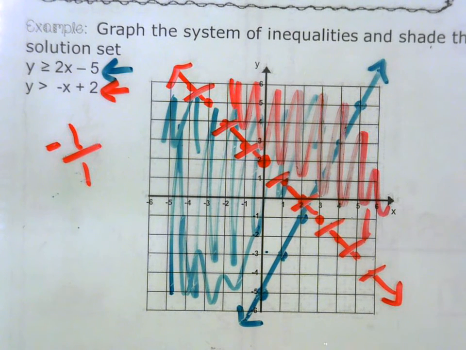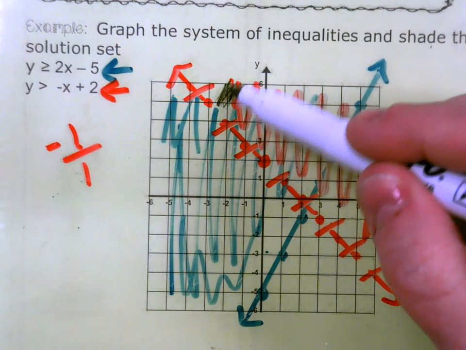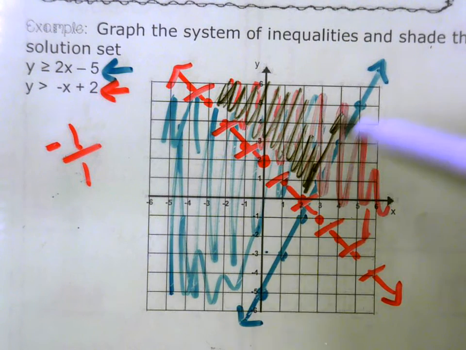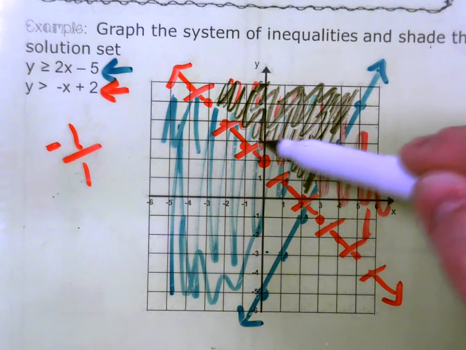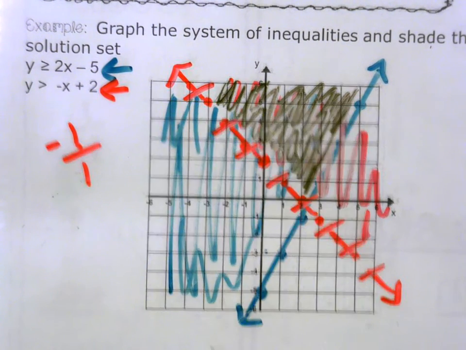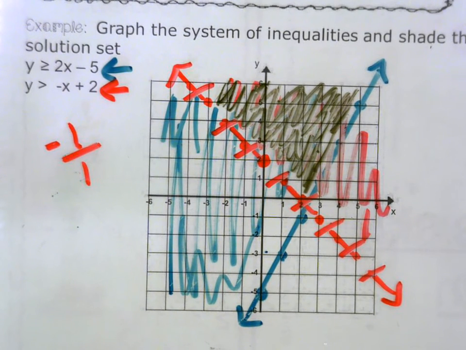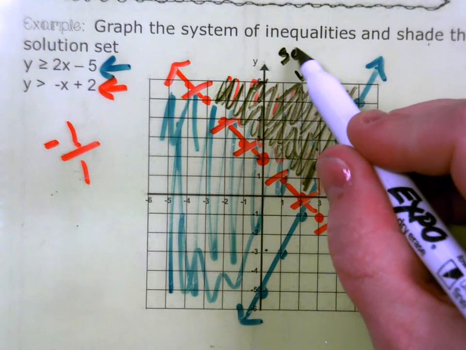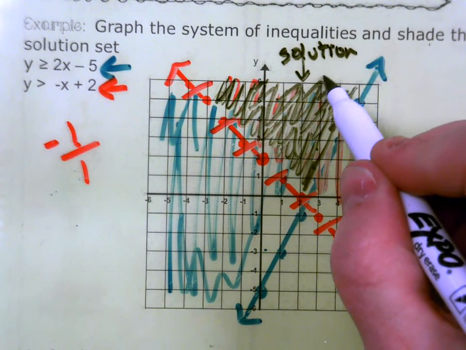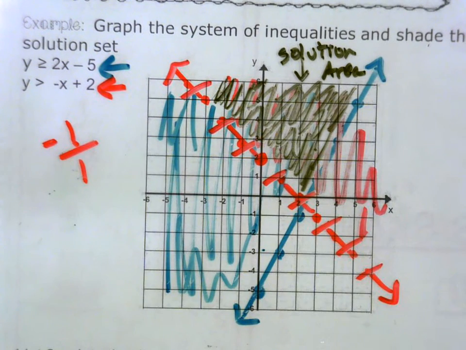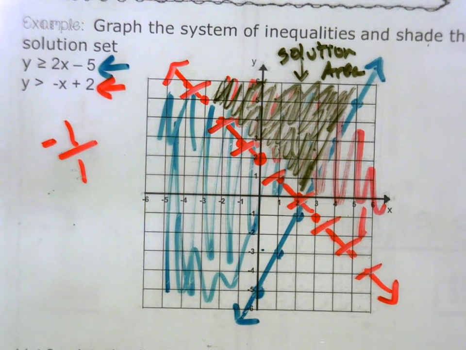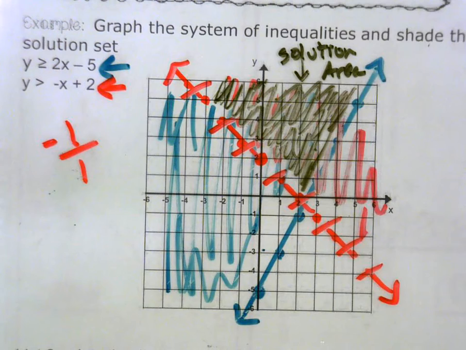Okay, so now, where are they overlapping? That's the only area that I really care about. They're overlapping at this top part, right? It's the shaded area that we're talking about, not the actual lines. We're looking for the shaded area. Okay, so this is the solution area. All of the points in this area and on to infinity going up that way are possible solutions.